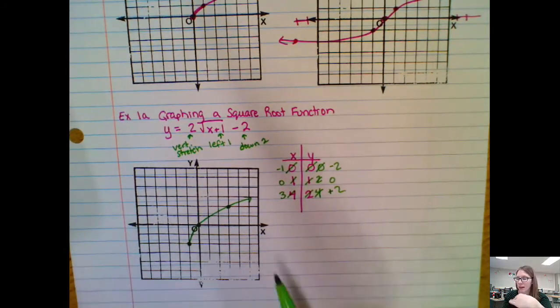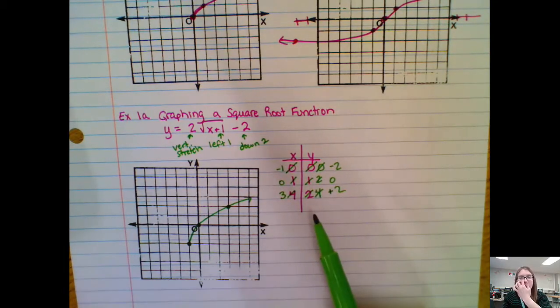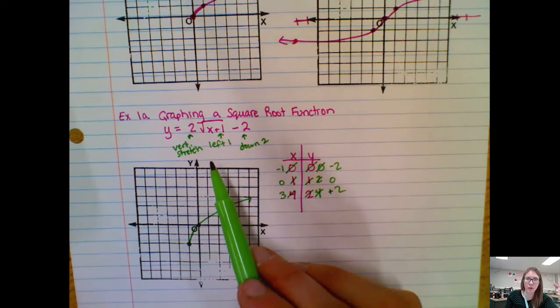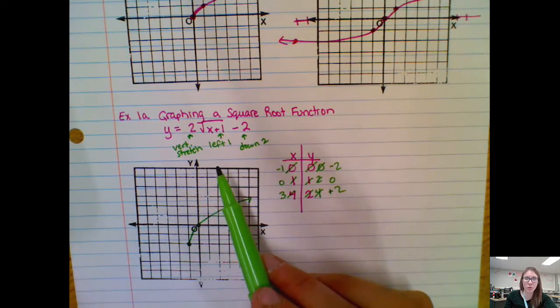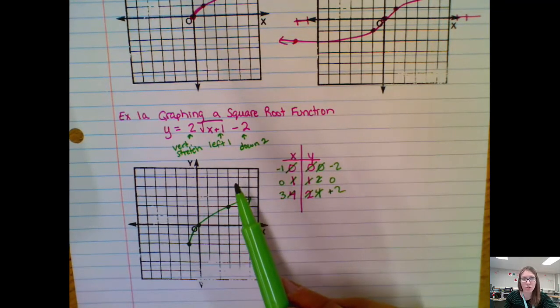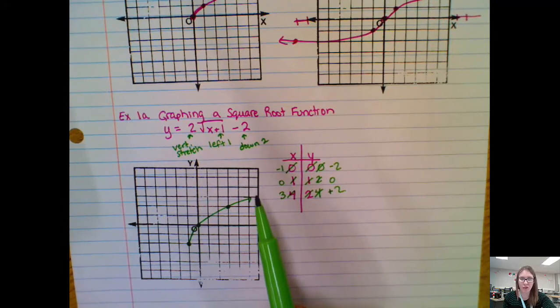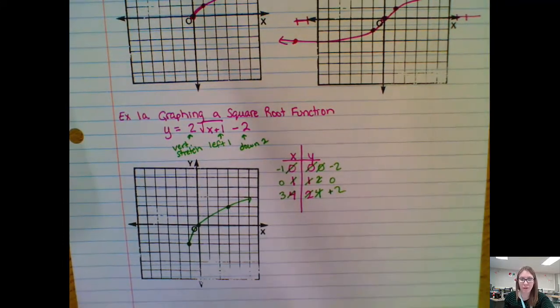And some of you guys might not necessarily have to make this table. Some of you got pretty good at just kind of thinking through your transformations and how that was going to affect based off the equation and based off your parent function. So if you're okay with that, keep going with that. That's totally fine. But that's graphing a square root function.